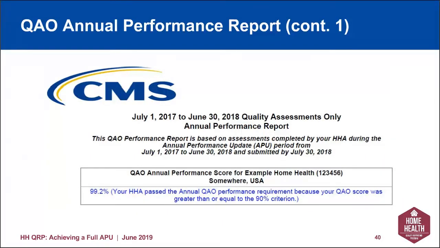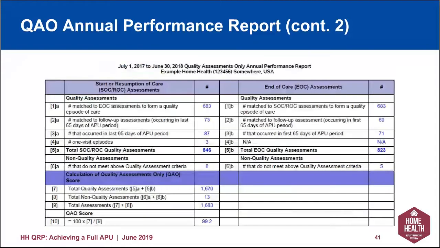This is an example of what the annual QAO performance report looks like. The annual report will always have the July 1 to June 30 date at the top. This one is for July 1, 2017 to June 30, 2018. Again, by going into the box and the blue writing, 99.2%. This home health agency passed the annual QAO performance requirement because their QAO score was greater than or equal to the 90% criterion. And again, here's a look at the bottom of that same report that has the tallies of the number of quality assessments for start of care, resumption of care, the end of care assessments, and how the QAO score was calculated.